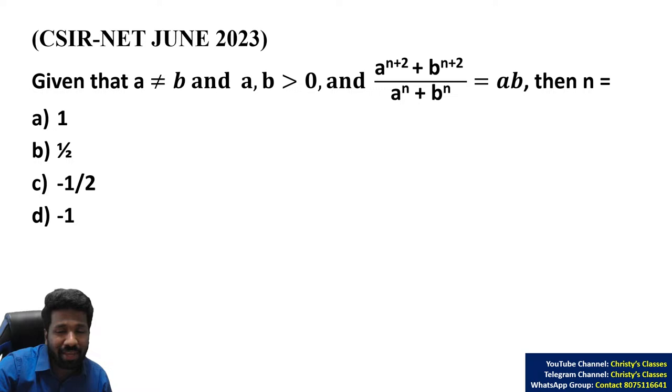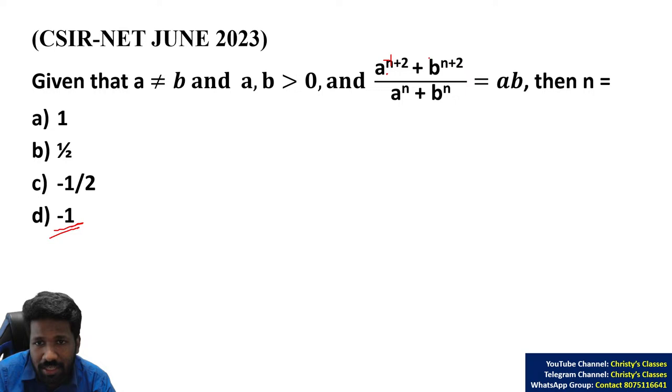ड्यू टू दीज टू रीजंस, we are just confirming. Can option b, जगह minus 1 substitute किया तो minus 1 plus 2 मतलब क्या है, plus 1 होगा ना. a raised to minus 1 plus 2 means a raised to 1 plus b raised to 1, divided by a raised to minus 1 plus b raised to minus 1.